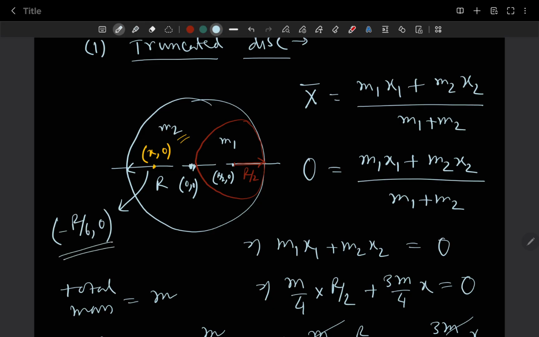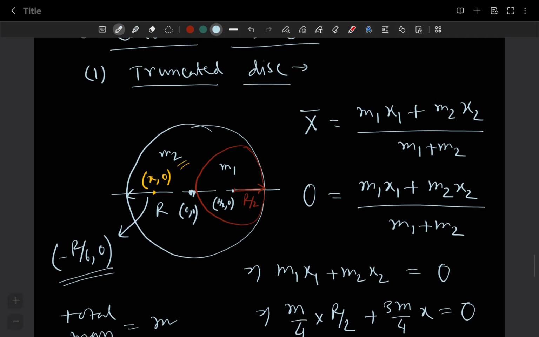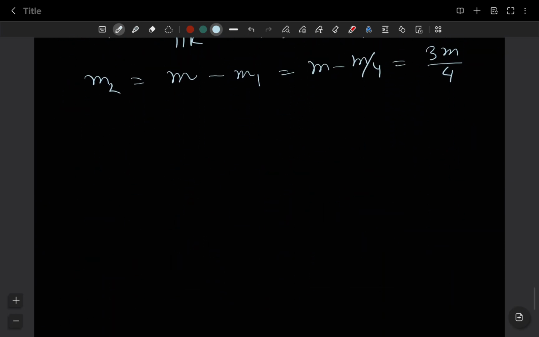This will let you find out in the exam where the center of mass of the rest of the disk lies when a portion of the disk is truncated. Okay.